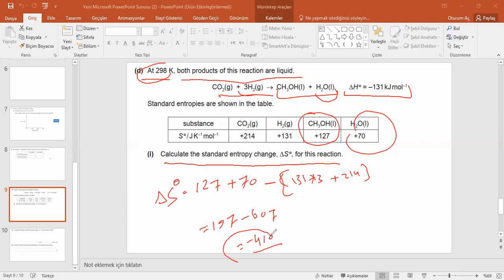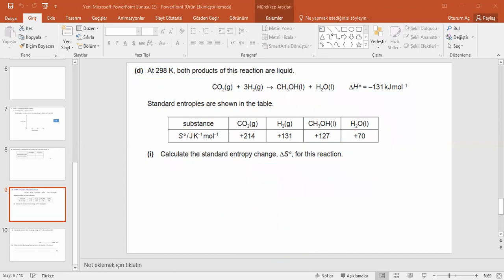But why do we have this number in negative? Why is it negative? Think about it. Right, we found delta S. Let's move to the next question.